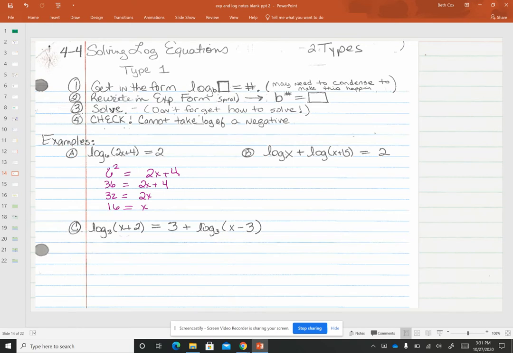All right, so check it. You have to check these because you can't take the log of a negative, so make sure these work. And I plug in 16, and it works just fine.